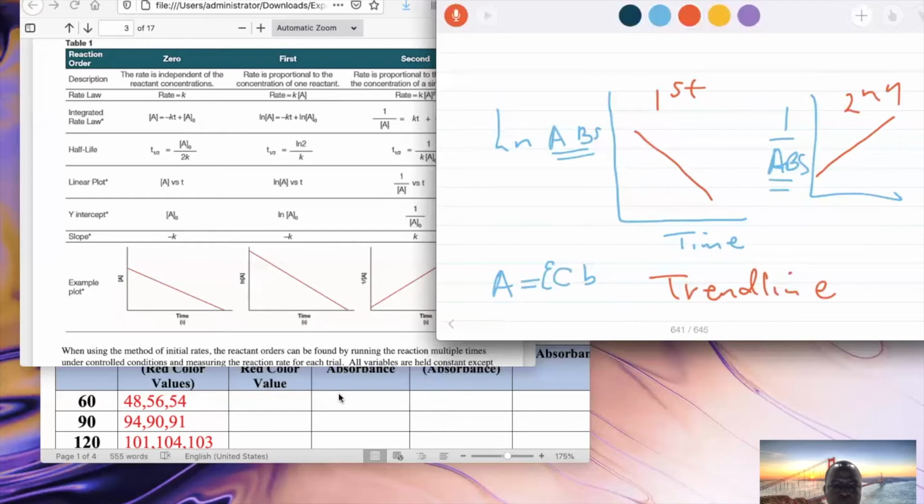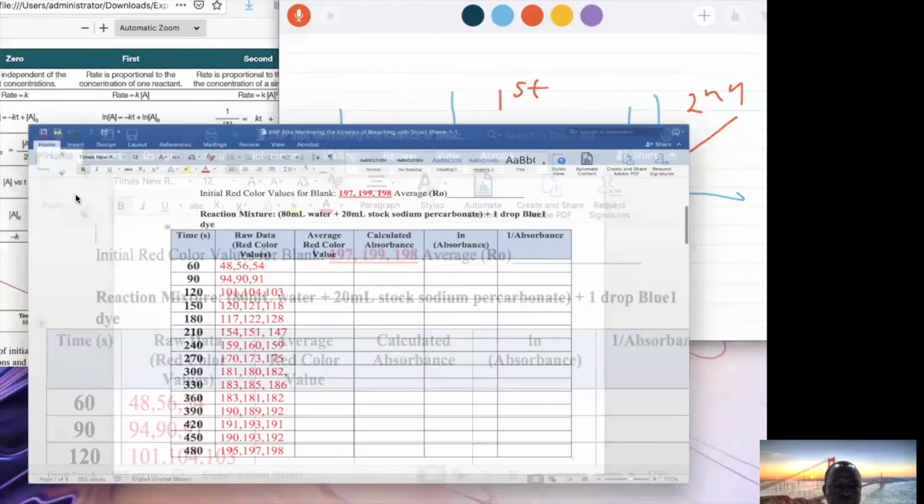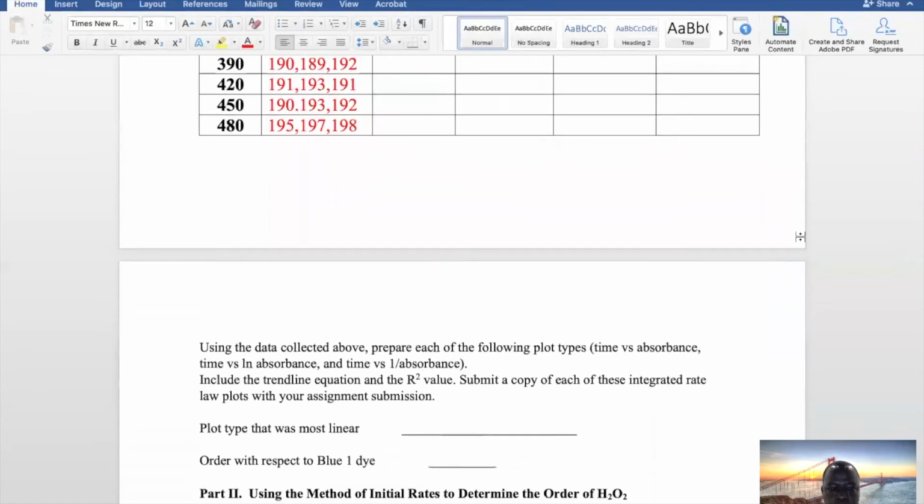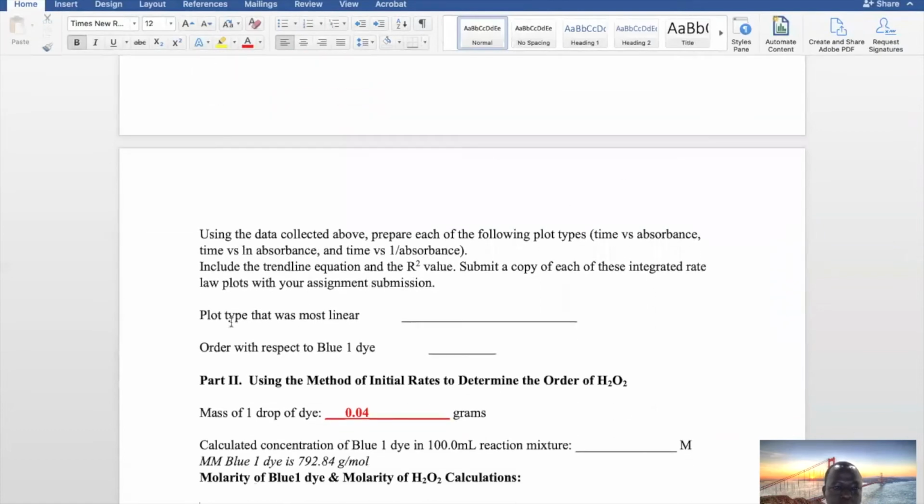That's what you will do in determining the order with respect to the blue dye. What plot was the most linear? Was it first order or second order? You need to make that conclusion. If it is first order, you put one here. If it is second order, you put two. That's what you need to remember. What I'm looking for here is from the graph, and please attach your graphs. That is all for part one.